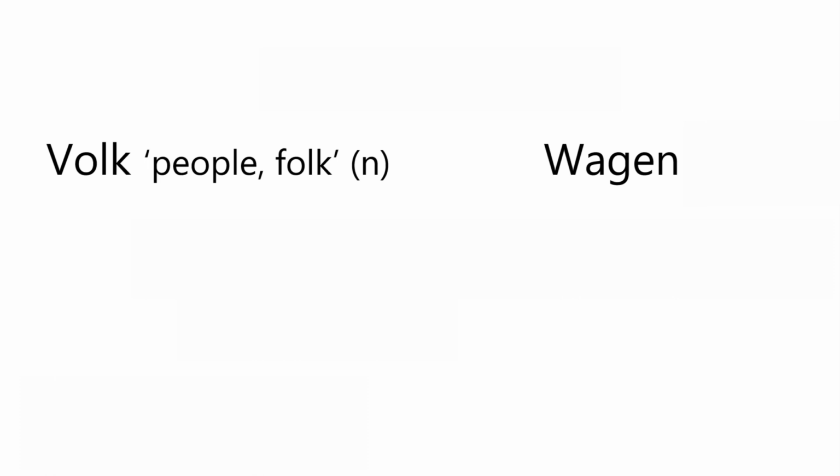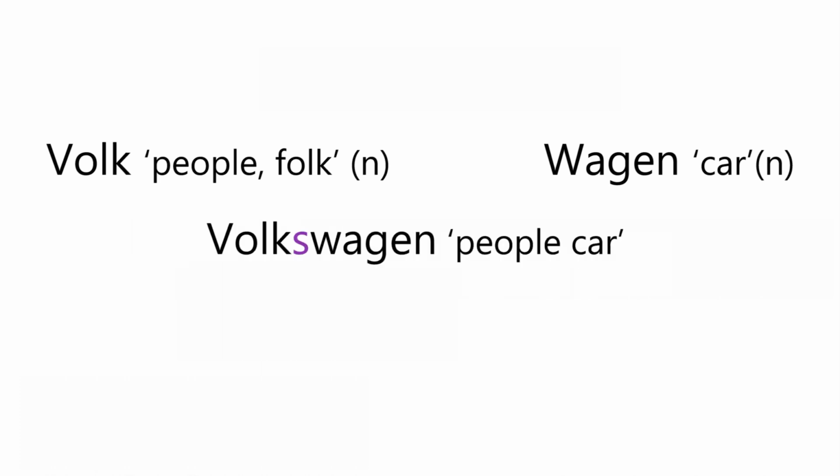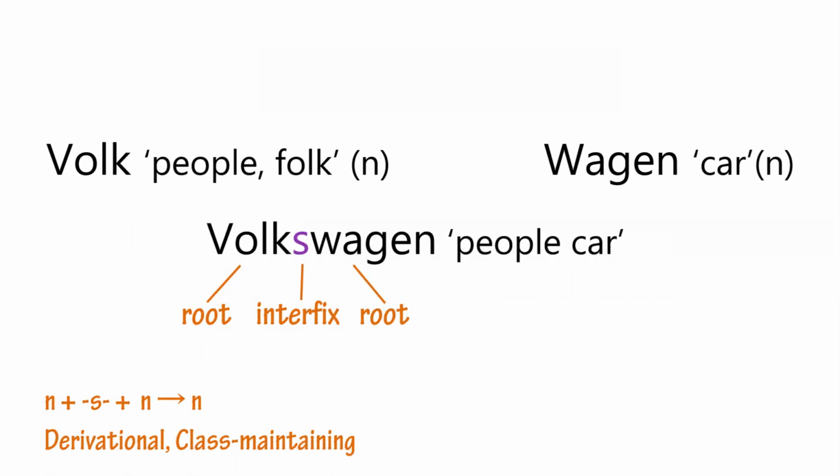Volk in German means people, or in English we have a similar word, folk. But then we also have Wagen in German, which means car. If you want to say people car or people's car, you don't say Volkwagen. You need an interfix, which is Volkswagen.